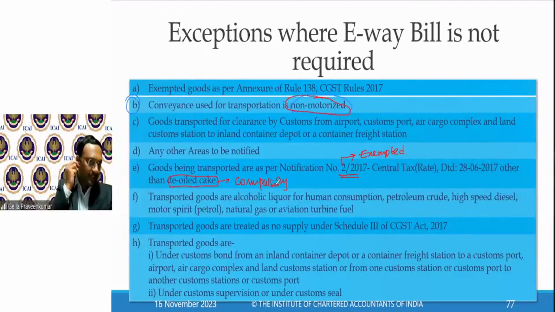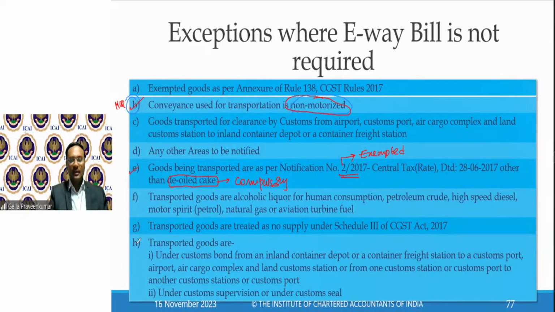De-oiled cake, take an example. You have palm oil seeds. When you extract the palm oil from the seeds, the cake which is left out as the residuary, that is called de-oiled cake. Though it is exempted under GST, for the purpose of Rule 138, only for the de-oiled cake which is exempted, e-way bill is compulsory. In the examination, you can expect a 1 mark MCQ from this point, clause B or clause E.